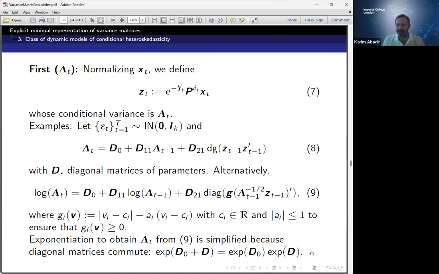Now, if you raise a matrix to an exponential in order to recover the lambda from equation 9, you have to be careful, because if the matrix is not diagonal, the exponential of the sum of 2 matrices is in general not equal to the product of the exponentials. Luckily, the two matrices are diagonal, therefore they commute, and as a result, the exponential can be broken down into 2 separate exponentials.